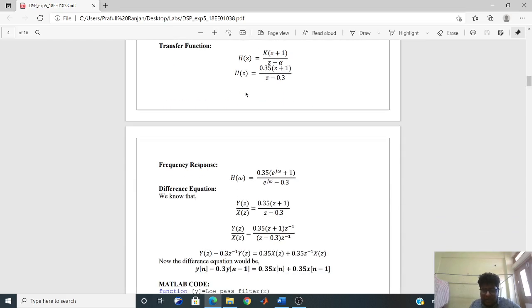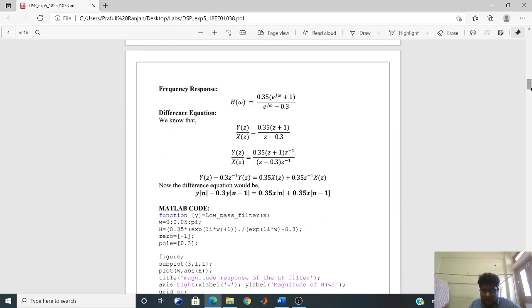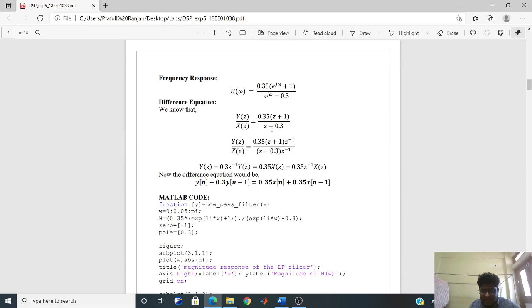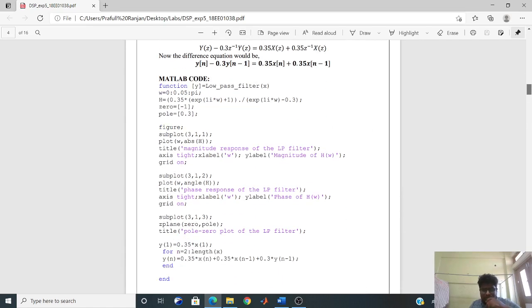By placing them in the transfer function, we get the transfer function. Similarly, if we put e to the power j omega in the transfer function, we get the frequency response. And as we know, H of z is nothing but Y of z divided by X of z. Using the same fact we can derive the difference equation. So this is the difference equation for that.